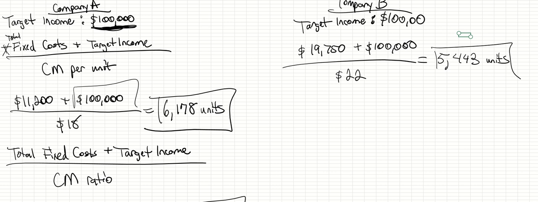So this is telling us that in order for company B to achieve a target income of $100,000, I can't believe I missed that zero there, $100,000, they need to sell 5,443 units.